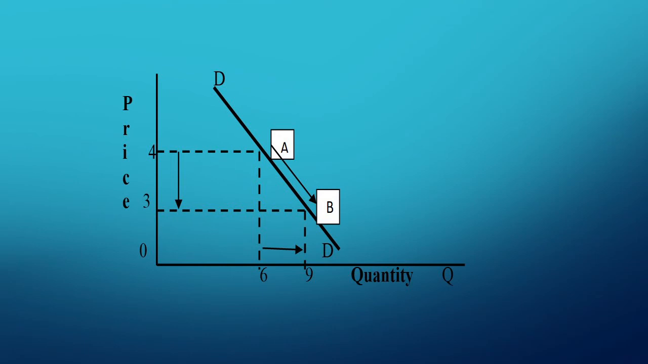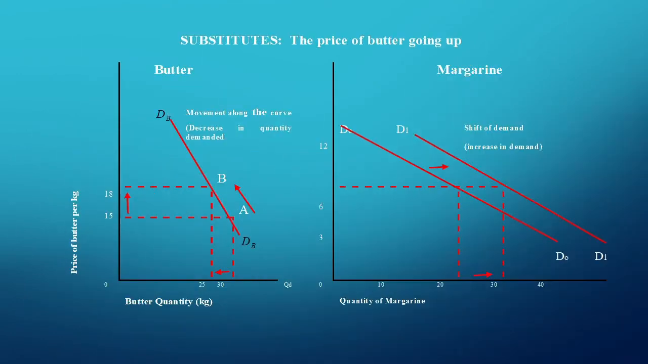Now, let's look at another scenario where we are going to see a shift in the demand curve and also a movement along the demand curve. We are going to take two products, butter and margarine.